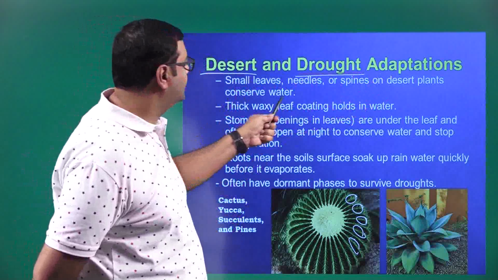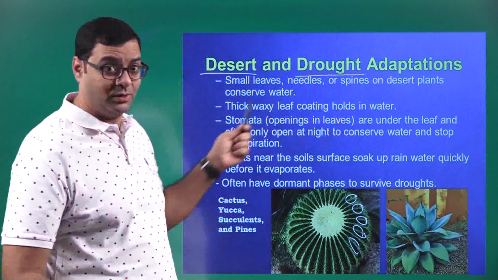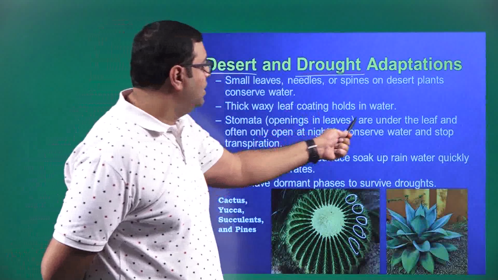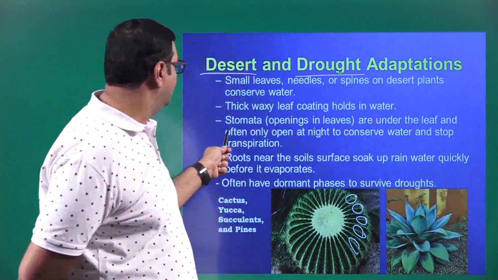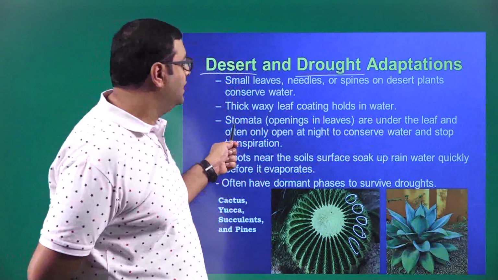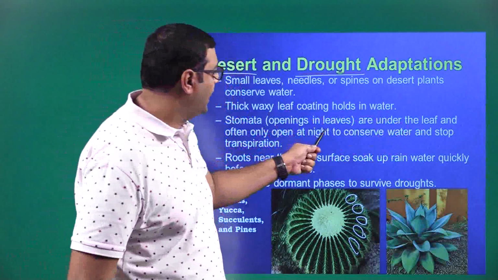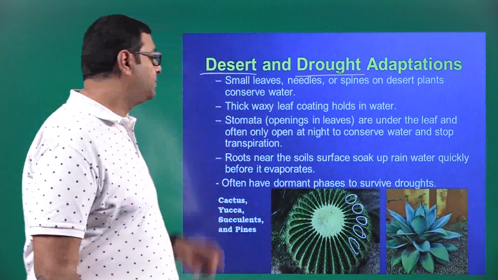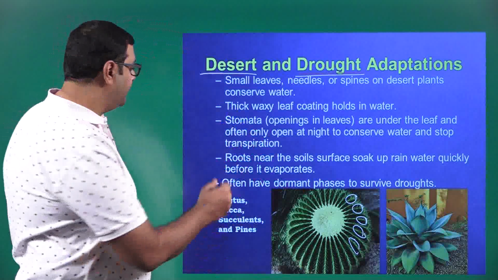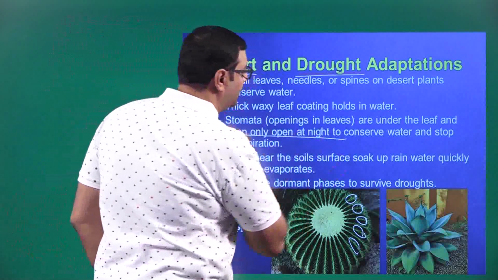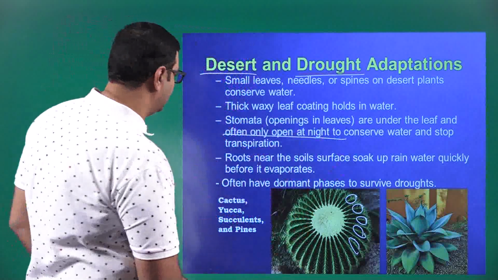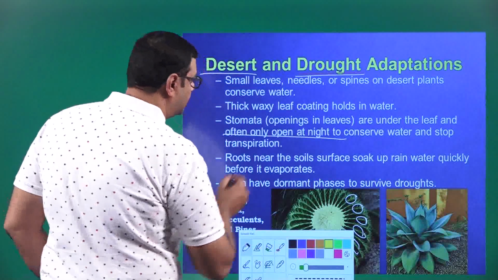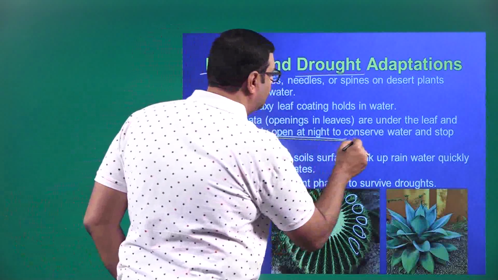Then, thick waxy leaves hold water. That's what I told you just now. Stomata, the openings in the leaf, which you already know, are under the leaf and often only open at night, to conserve water and stop transpiration. So in desert plants, the stomata will open only in the night. Please remember this.